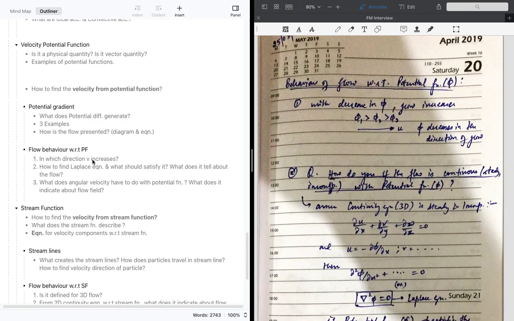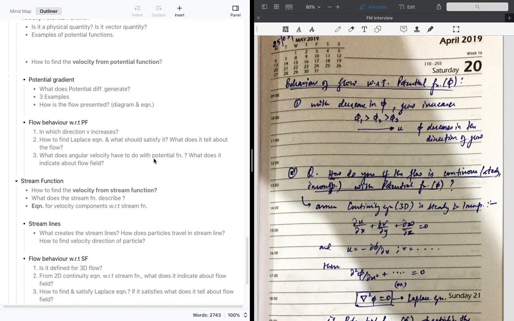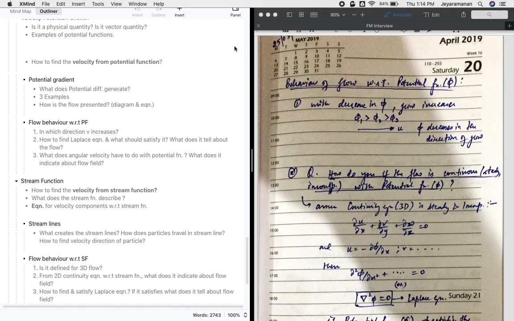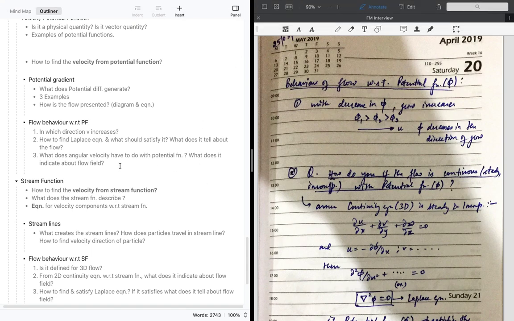And let's talk about the flow behavior with respect to the potential function. So the questions are: in which direction does the velocity increase? How does the Laplace equation come in, and what should satisfy it? What does it tell about the flow? What does the angular velocity have to do with the potential function? What does it indicate about the flow field? The first one is that with the decrease in potential function, the flow increases. That means if the potential function decreases in this direction, the fluid flow velocity increases in this direction.